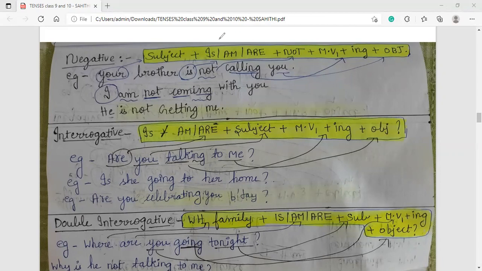Examples, you see. Are you talking to me? Are is our helping verb. You is the subject. Talking to me. Talking is the main form of verb plus ing. To me is our object.